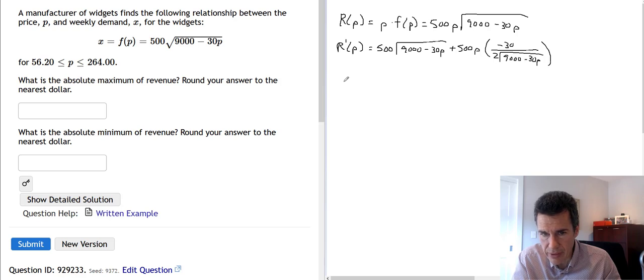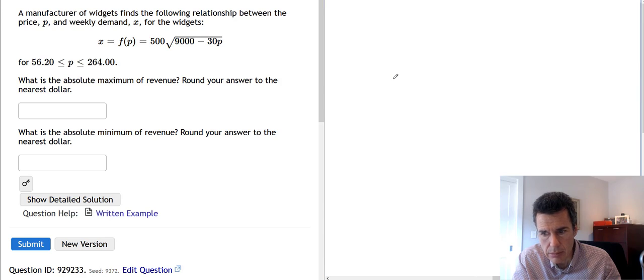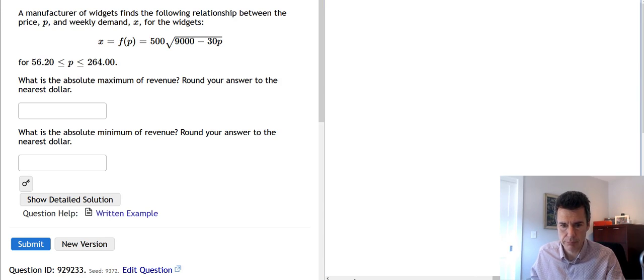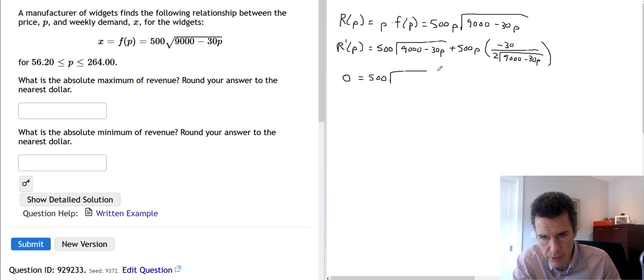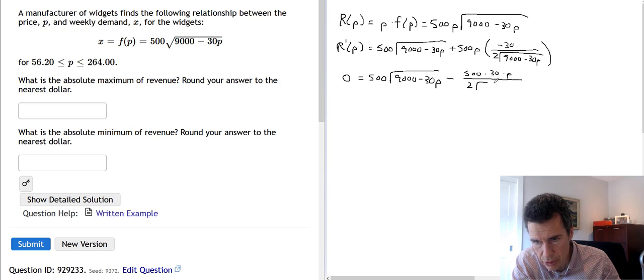Okay, so we're going to set this equal to 0. Sorry about that. Set that equal to 0, and we get 0 equals 500 times the square root of 9,000 minus 30p, minus, I'm going to leave my 500 there, so minus 500 times 30 times p, all over 2 square root of 9,000 minus 30p.